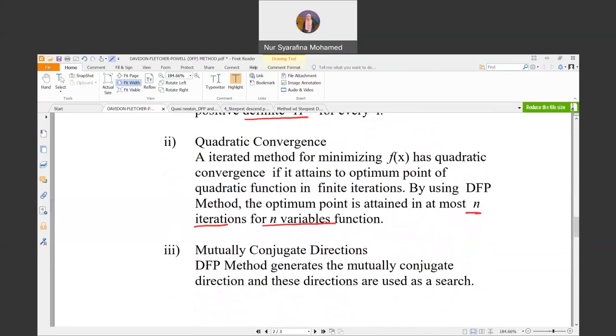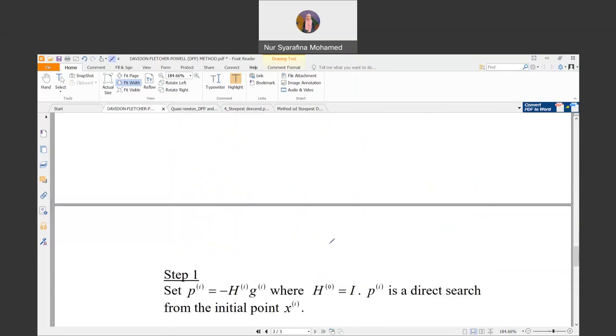Then it generates mutually conjugate directions. So the DFP method generates mutually conjugate directions, and these directions are used as search directions. Let's take a look at the algorithm together with the example.